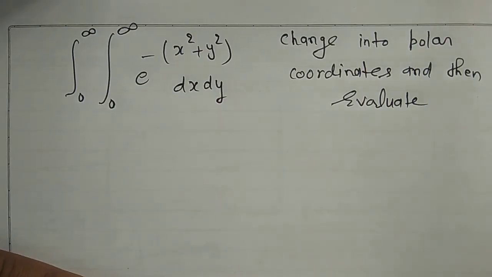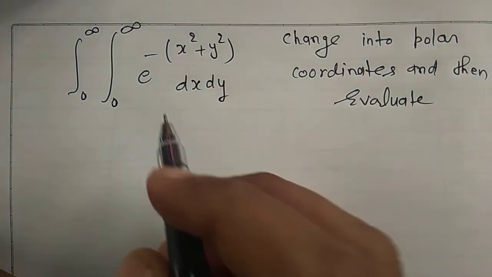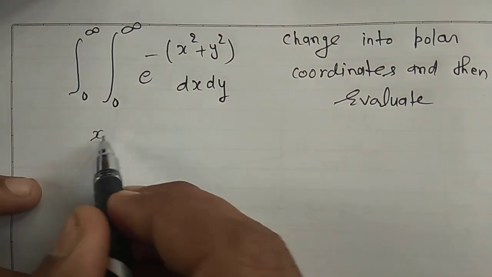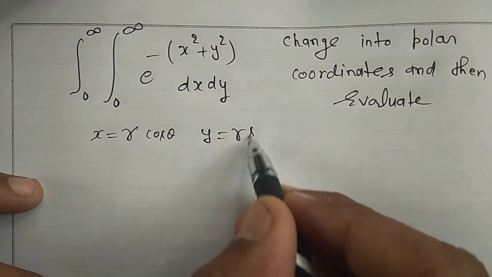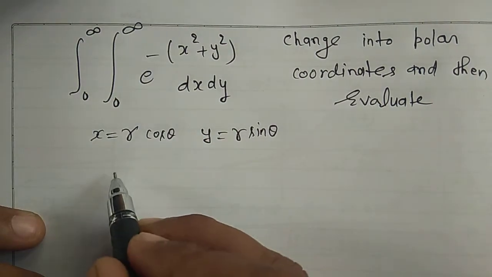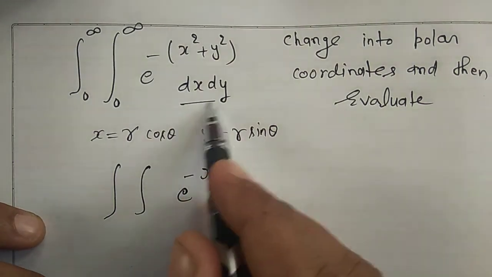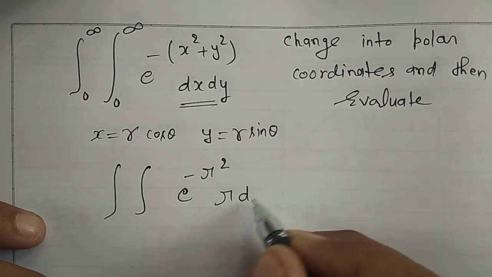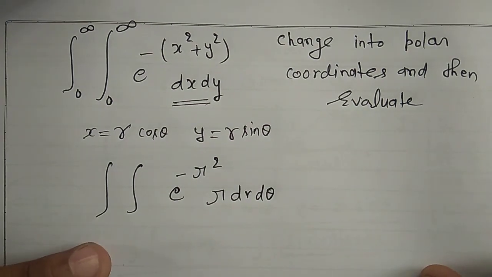The next problem we have is the double integration from 0 to infinity of e power minus (x square plus y square) dx dy. Change into polar coordinates and hence evaluate. See, it's very simple. We'll take x equal to r cos theta, y equal to r sin theta. So this will be e power minus r square, and in place of dx dy we have r dr d theta. Now for the limit part, we have to change the limits into r and theta.